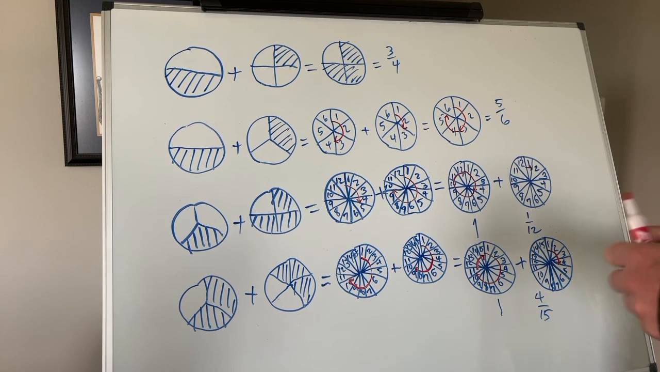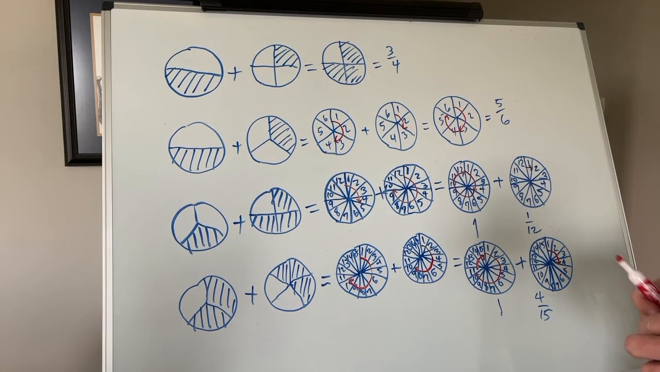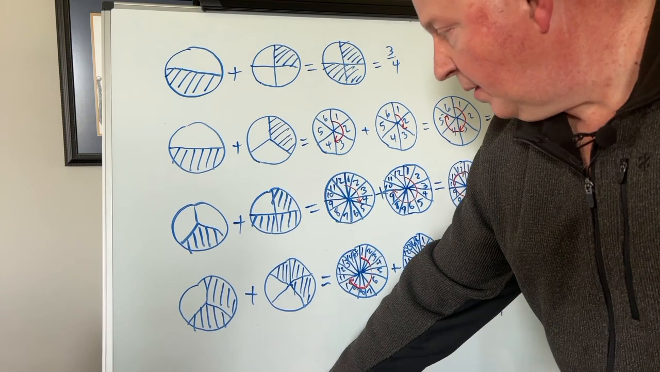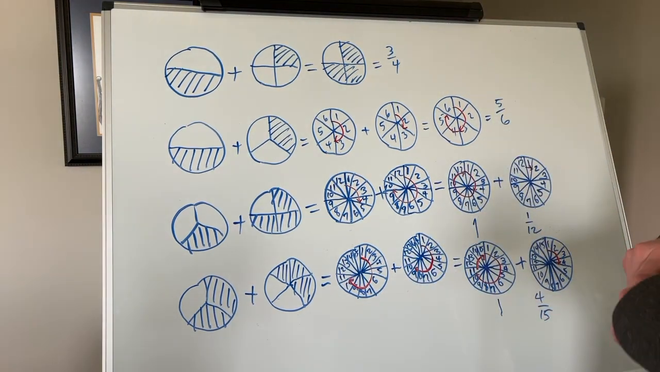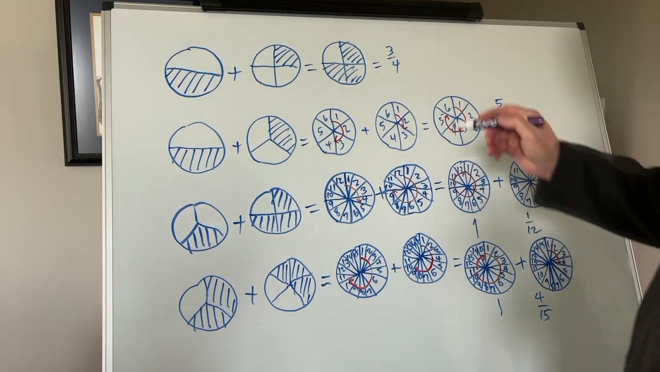Okay, so that's visually how you would do it. So how do you do it numerically? Now we'll just do the normal numerical answers. So this one is more straightforward.